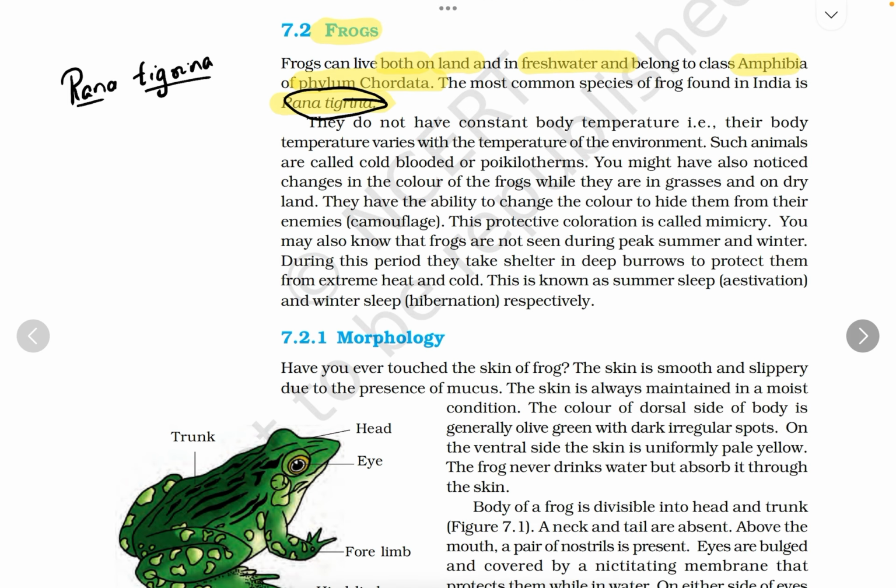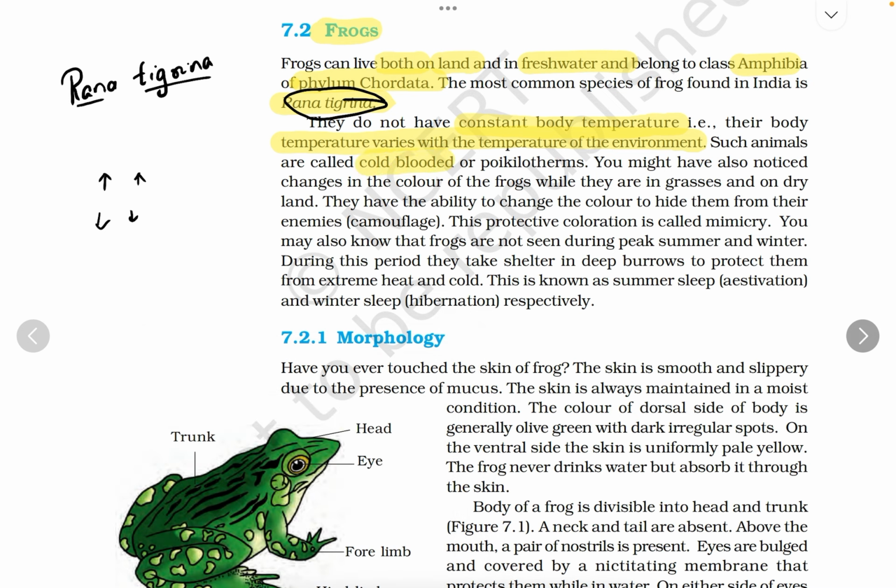They do not have a constant body temperature. Frogs don't have a constant body temperature like humans. Humans are 37 degrees Celsius, right? But in frogs it is not constant. Their body temperature varies with the temperature of the environment. When the environment temperature increases, the frog's body temperature also increases. But when the environment temperature decreases, the frog's body temperature also decreases. So their body temperature changes with the environment.